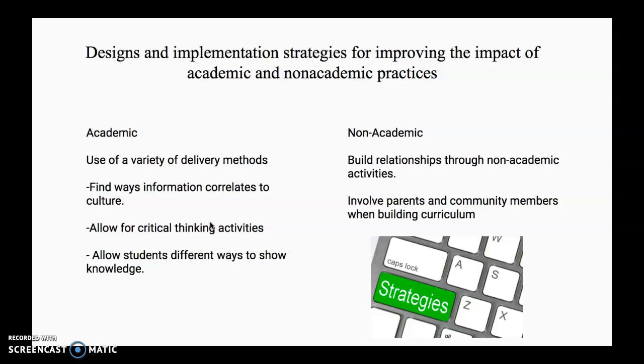Some non-academic ones, we want to build relationships through non-academic activities. This could be through clubs, activities, school-based activities, whatever the kids are into. Involve parents and community members when building curriculum and lesson plans. Make it fit our students. Everything needs to be for a reason.